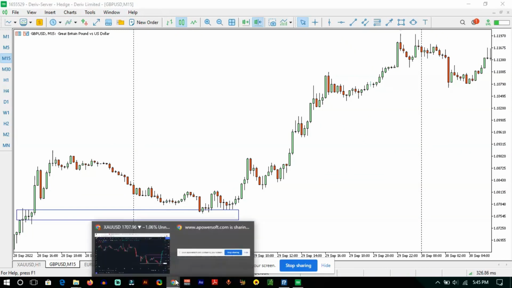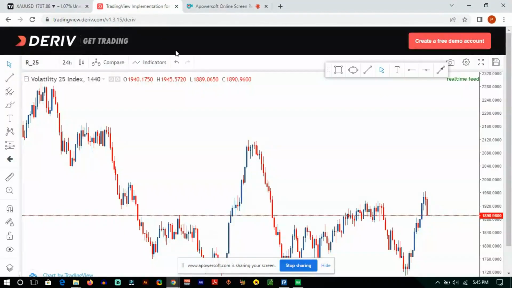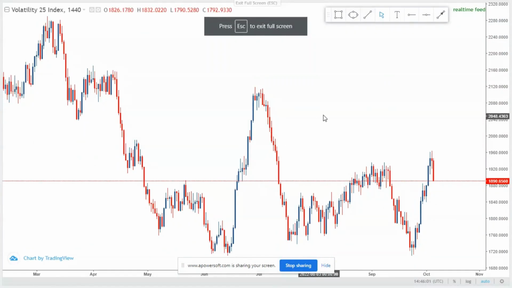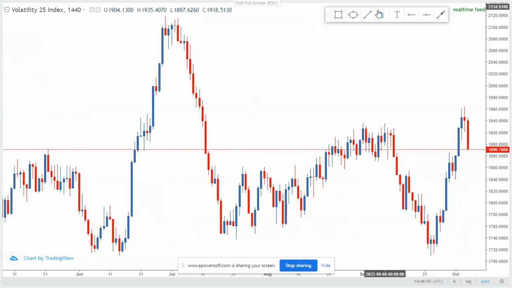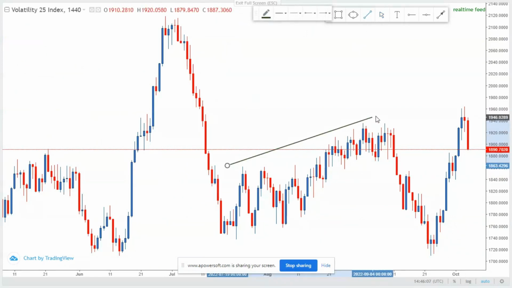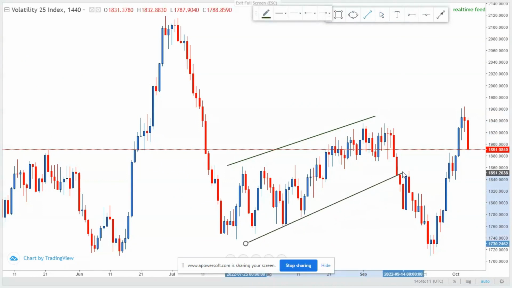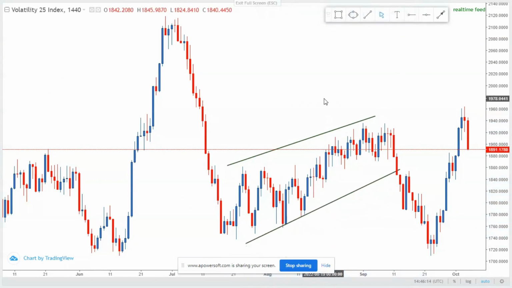Then we can also check out synthetic indices. This is the Volatility 25 Index, the daily time frame. You can see that the market here was consolidating the whole of this area, the whole of this region. Now, this is the point that I wanted to bring out. Here, for sure, it really consolidated for so long. This was a long period of time.